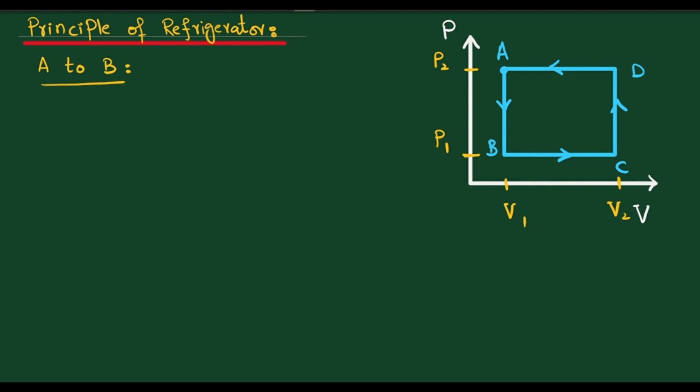As A to B is an isochoric process, in this process the pressure is decreasing. According to the ideal gas equation, PV is equal to nRT, and we can write that the pressure is directly proportional to temperature as volume is constant. If we decrease the pressure in an isochoric process, the temperature will be lower. From A to B it is a cooling effect, and due to the cooling effect some heat from the surrounding or high temperature reservoir can enter the system. Let's say the Q1 heat enters the system in the process from A to B.